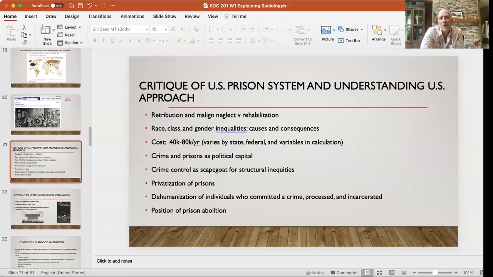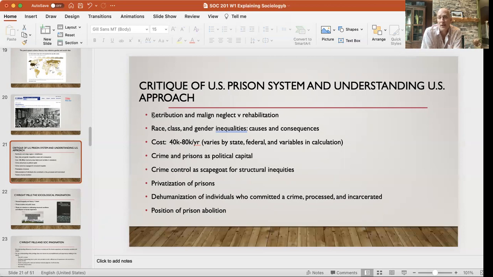So let's think about our prison system. Are we focused on retribution, an eye for an eye, a tooth for a tooth, and just neglect, like I don't care, a sort of malign or bad neglect, versus rehabilitation? What's our model? What's the goal? What's the focus of the model?